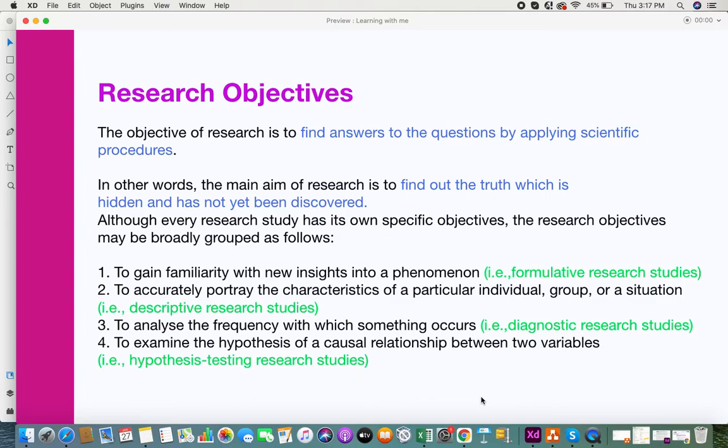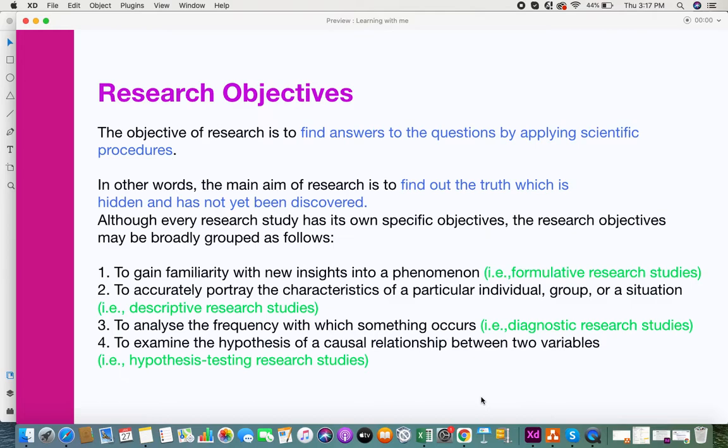Although there are many other definitions given to research and what the outcomes of research should be, broadly, research can be classified under four groups. The first one is to gain familiarity with new insights into a phenomenon. That is called formulative research studies. You have to gain familiarity with some new domain. At that time, to understand something, to gain knowledge, to gain information, is what is called formulative research studies.